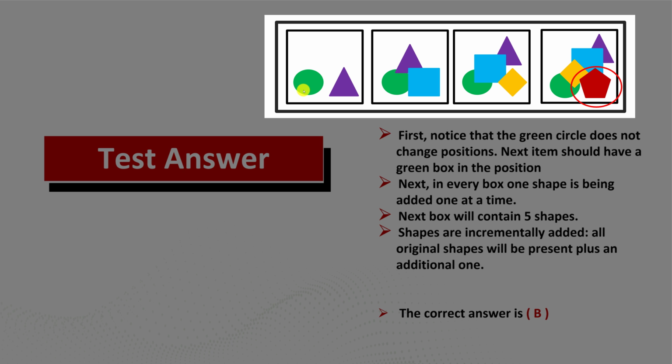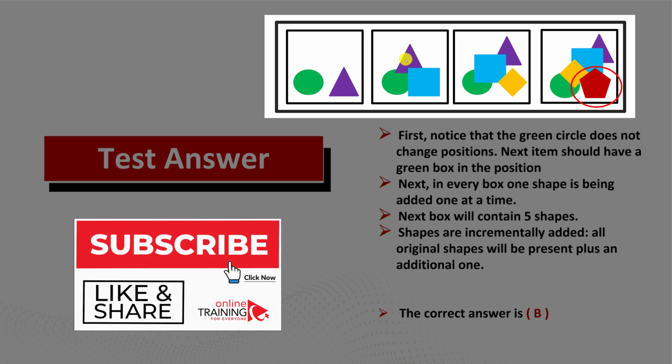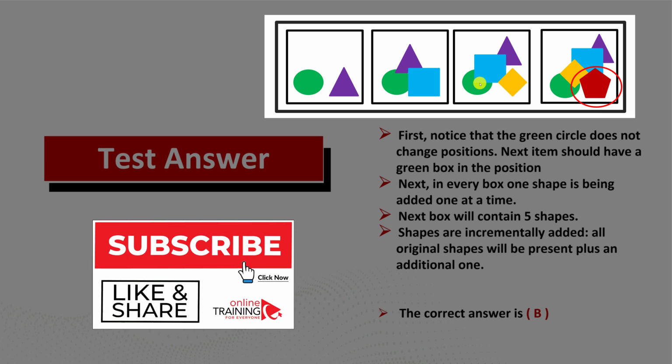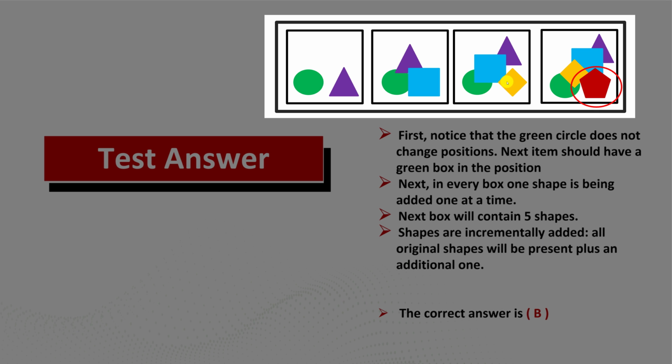When we look at the original items presented in the sequence, you see that the green circle is present in every box. Another pattern that we see here is that items are added incrementally. For example, the first square contains 2 objects, one of which is a green circle. The second square contains a green circle, a triangle and a square. In the third box, you see that all original items are present and we have an additional yellow diamond.